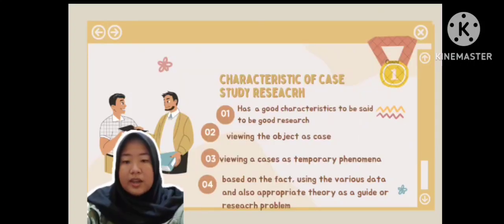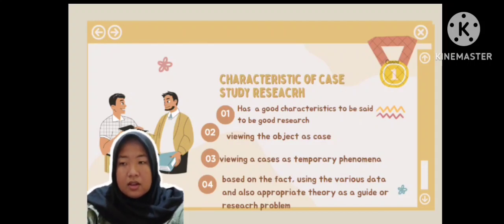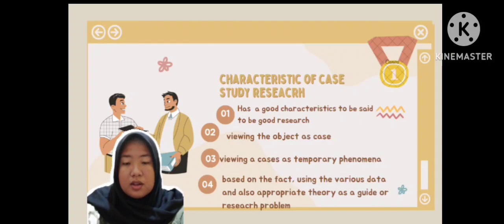Okay, the case study research also has characteristics. So the characteristics are: a study has characteristics to be said to be good research, viewing the object of research as a case or problem, viewing cases as contemporary phenomena, based on the facts or existing facts, using various data and appropriate theory as a guide or research references. So that's all for my explanation.